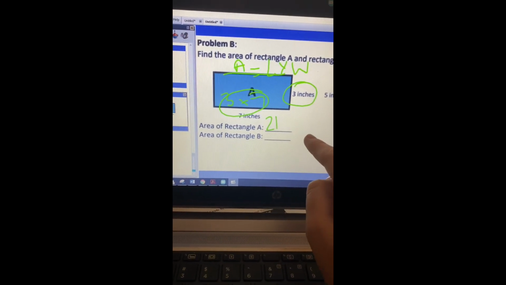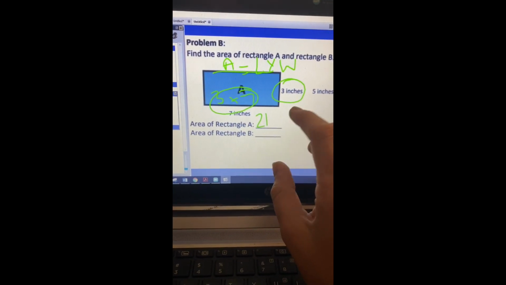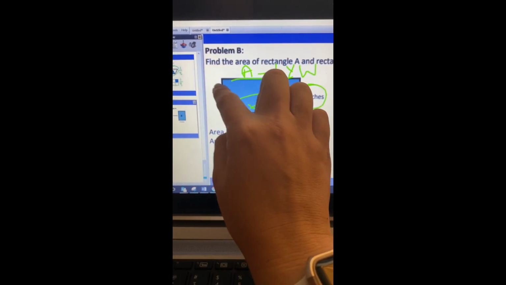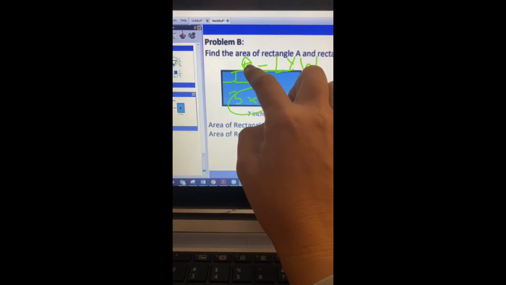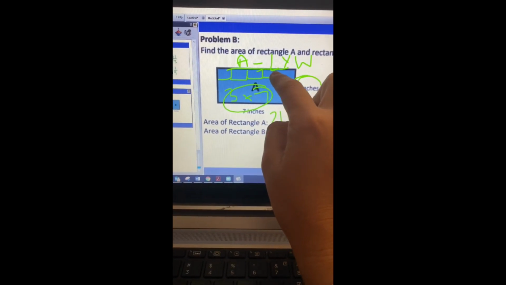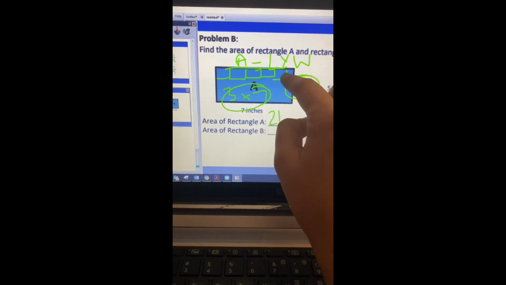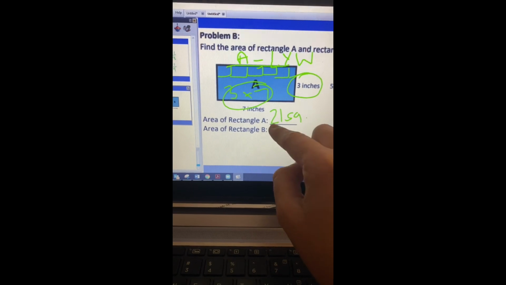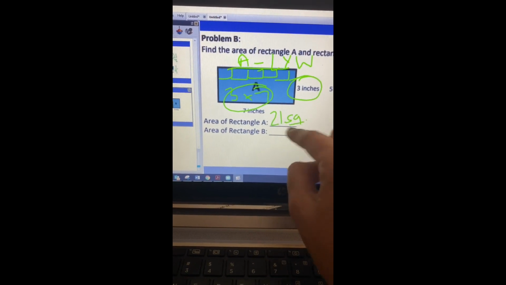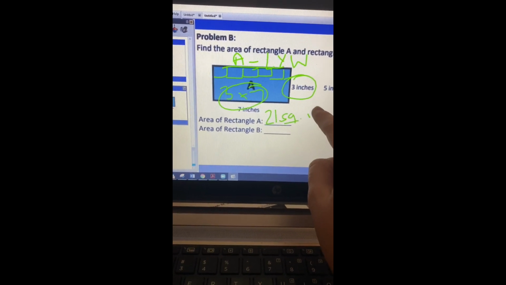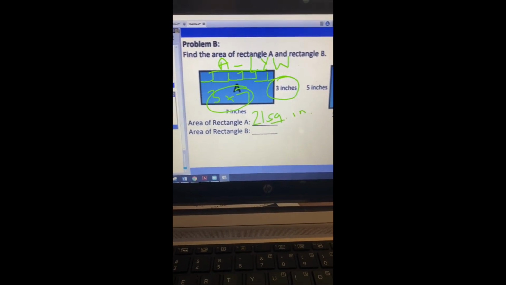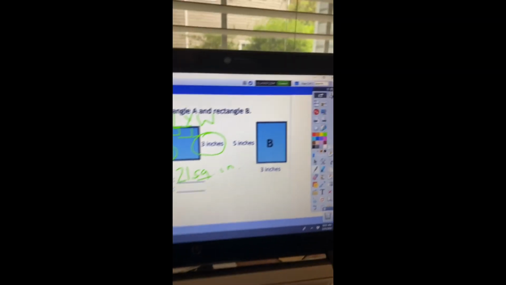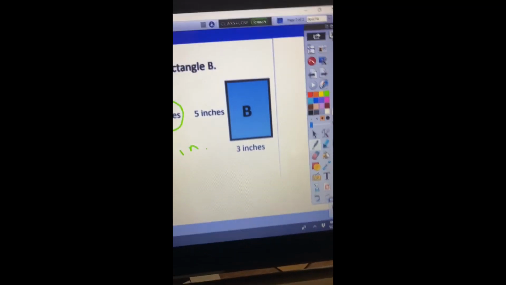And remember, when we practiced area, we knew that it covered space. Area is the space inside of a shape, and we used those Cheez-Its to cover it. So it's 21 square inches, because that takes up the space. All right, 21 square inches. Now we need to find the area of rectangle B.